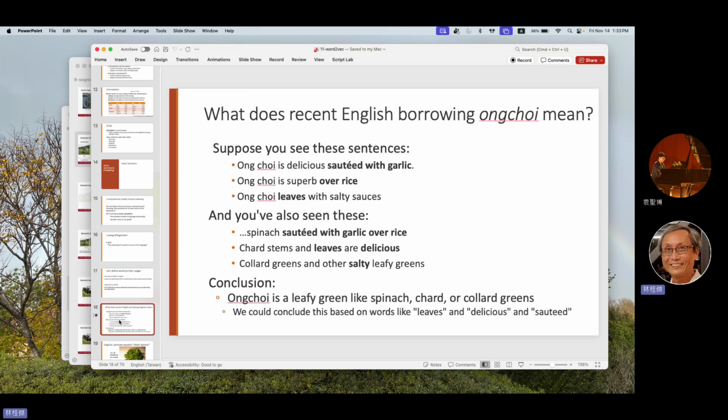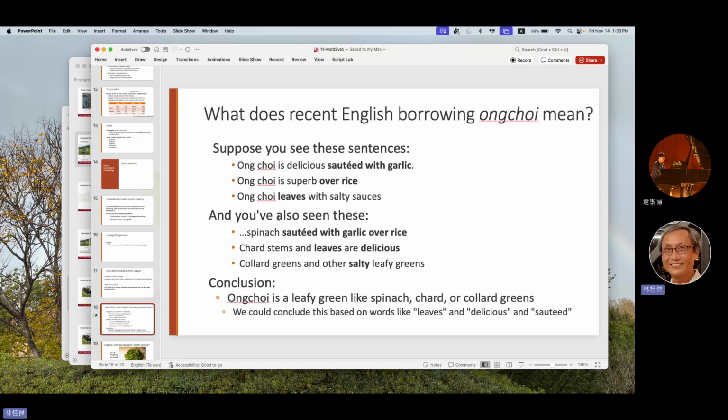Last time we used this example: suppose you see the term ongchoi somewhere in the text, and you have never seen this word before, but you can see that ongchoi in the sentence is always sauteed with garlic, or always something to eat over rice. And this has a leaf with something.